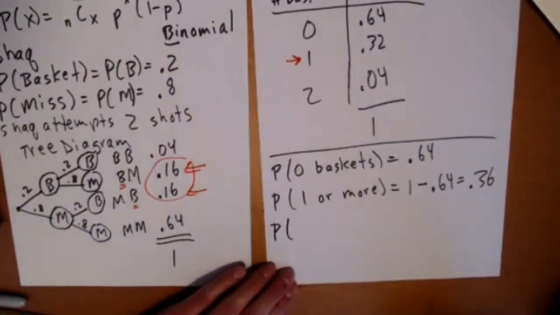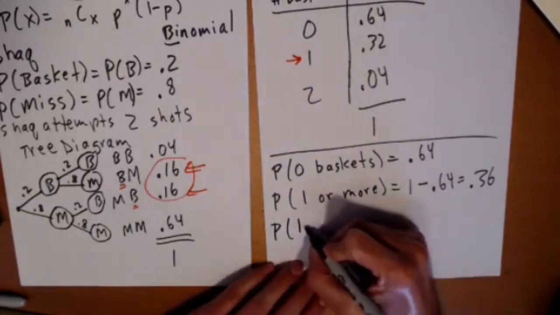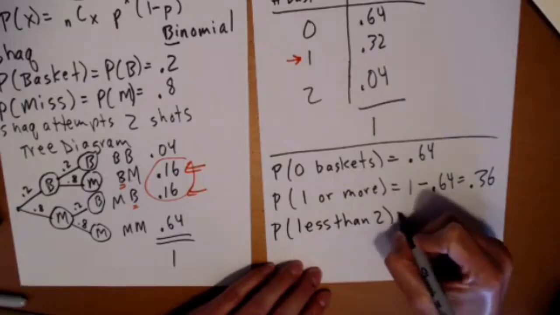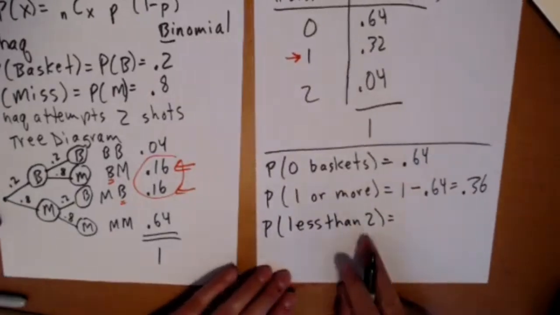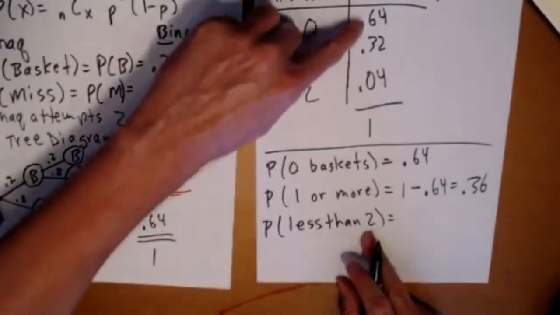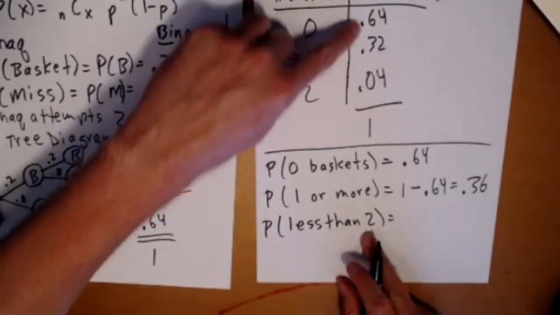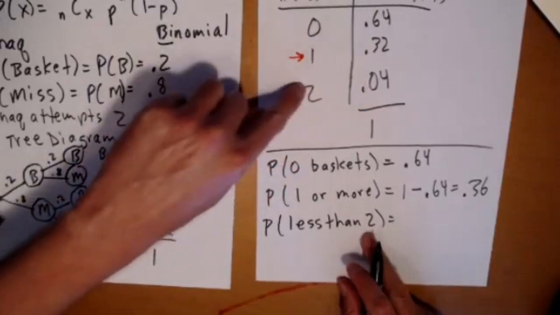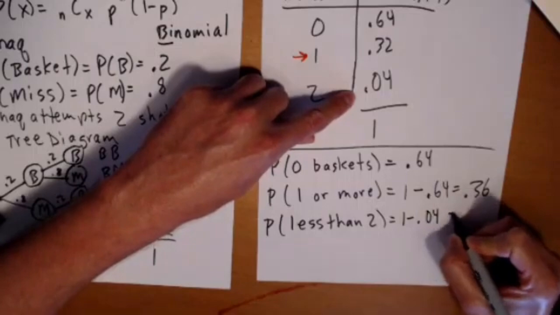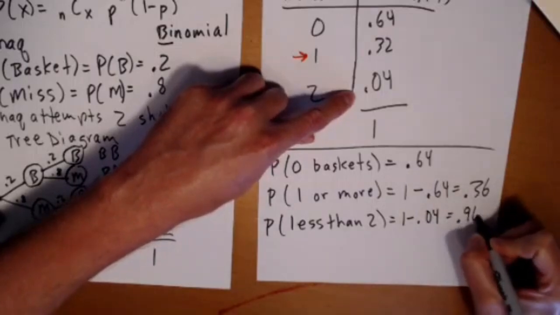But let's see if we can do this. Probability of less than 2. Okay, not 2, less than 2. So those guys. In other words, everything but this? What if I get fancy? 1 minus 0.04. Use your calculator, 0.96.